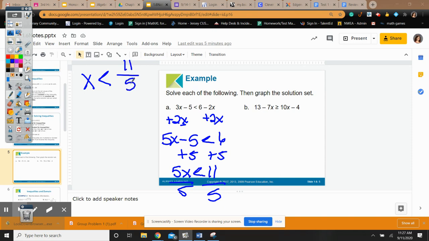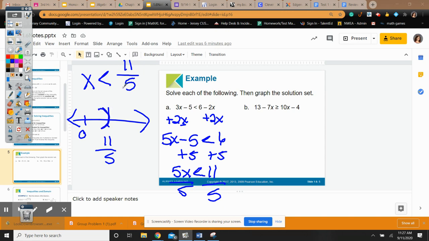If you wanted to change it to a decimal, you can. It'd be like 2.2, but I'm going to leave it as an improper fraction. Okay, so you'll graph it. You'll make your number line. We'll put 11/5 on it. If you want to put 0 on these, you can, just as a notation to where you're at. It's not going to get a square bracket. It's going to get a parenthesis.